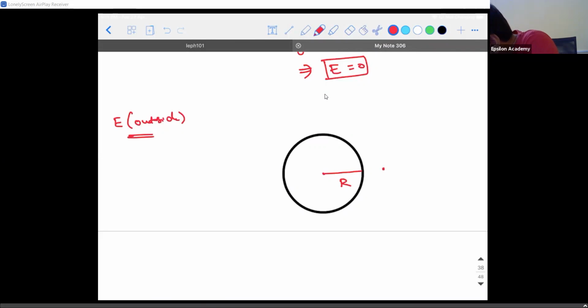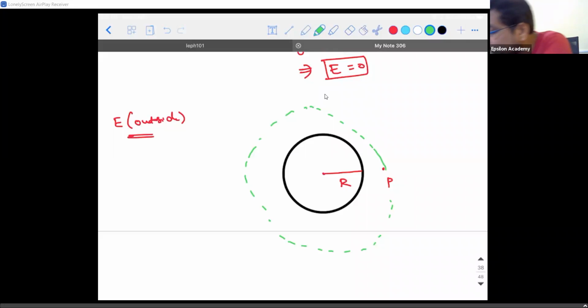So if I take a point P outside here, then what am I supposed to do? I will take a Gaussian surface outside. When I consider a Gaussian surface outside and it is passing through the point where the field is to be calculated, on the Gaussian surface I will be considering a small area, and the area vector for this is going to be in the outward direction. And now remember, there is charge present here.